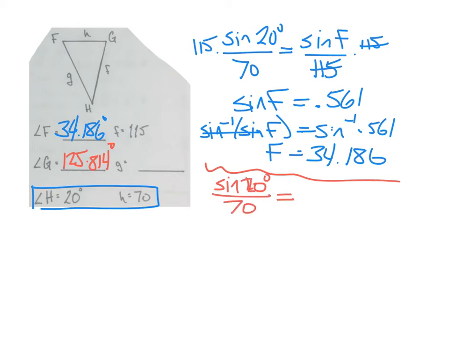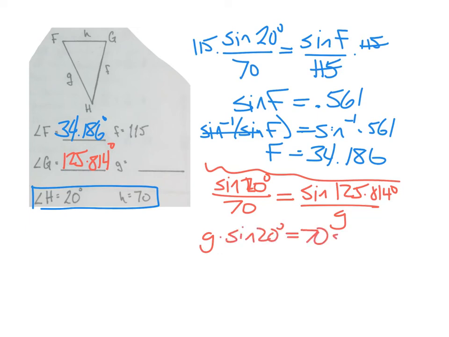Now we'll just move on to angle G. So the sine of angle G, that 125.814 over side G. To solve this, we'll cross multiply. So G times the sine of 20 is equal to 70 sine of 125. And then just divide both sides by the sine of 20 degrees.